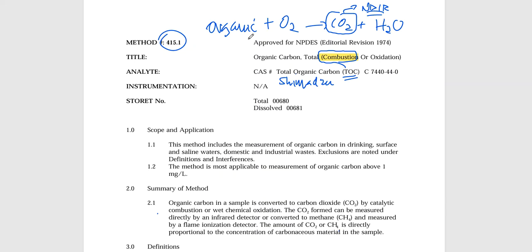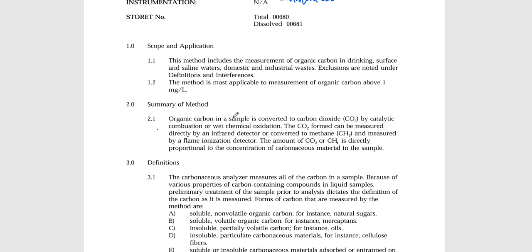All right, so it says scope and application. This method includes the measurement of organic carbon in drinking, surface and saline waters, domestic and industrial waste, and exclusions are noted under the definitions and interferences.